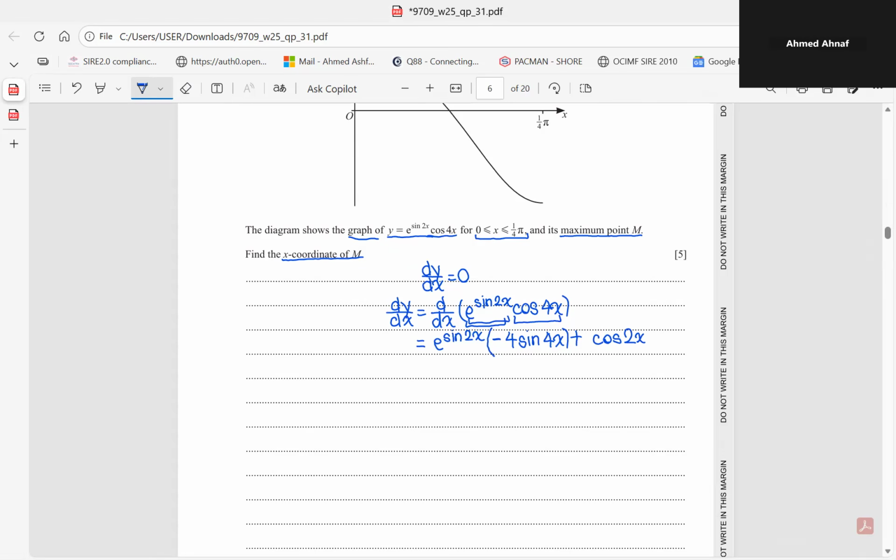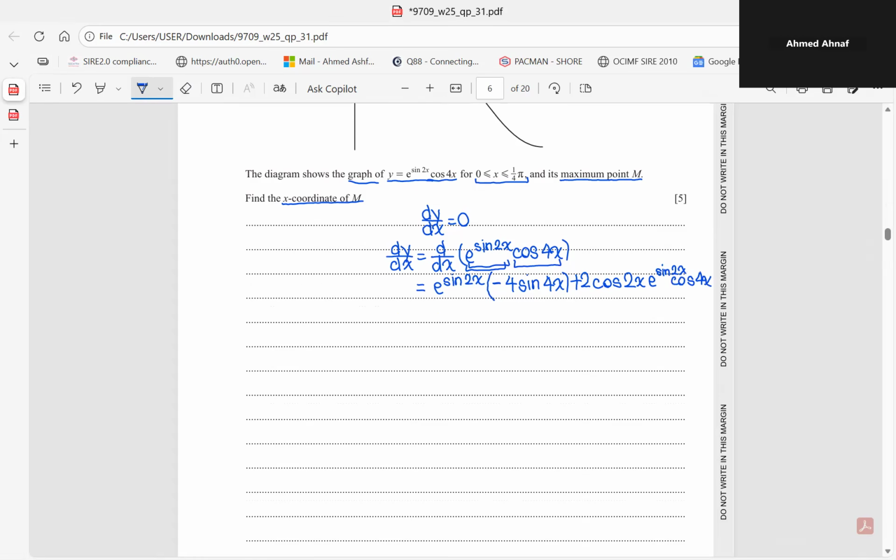According to the chain rule, we need to multiply by the derivative of the inner function, which is just 2. And then you multiply by the original exponential function, so 2 cos 2x times e to the power of sine 2x. And then you can keep your cosine 4x. So let's tidy up this expression a little bit.